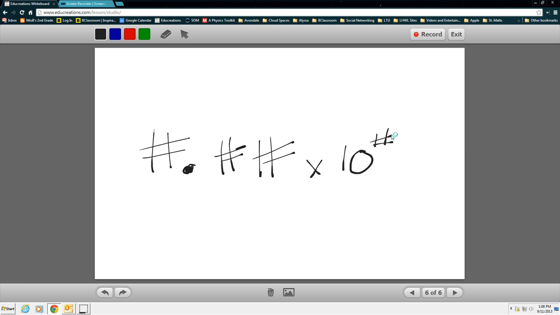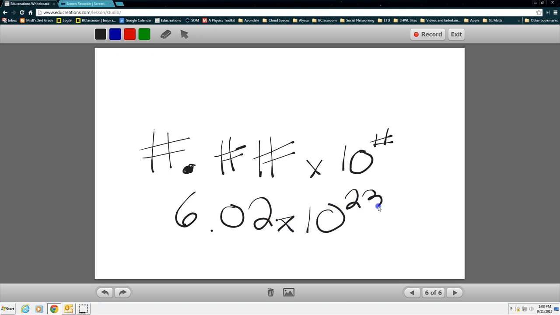For instance, a mole. Does anyone know what a mole is? It's 6.02 × 10²³. We're going to talk more about this number. This number is very famous. The mole is actually a quantity that we work with. It's like a dozen or a baker's dozen. It's just a quantity we use in science. It was discovered by Avogadro when he was working with gases. And there's more to it than that, but that's the basic gist.